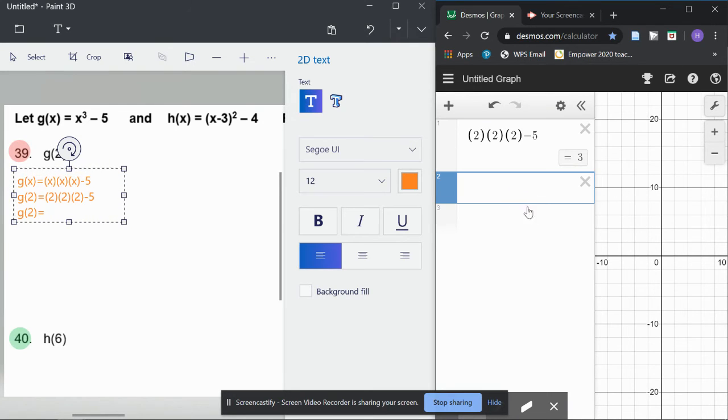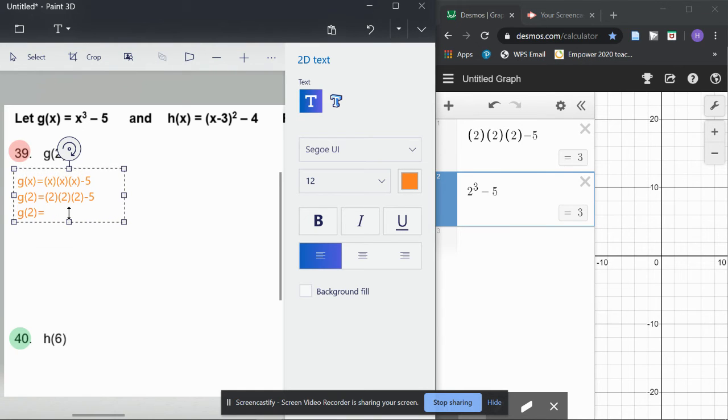One thing I want you to notice is that if I wrote out 2, and then in this calculator, the way we write a cubed is if you do shift and then press 6 on your computer, and write a 3, and then do minus 5, we get the same answer. So 2 cubed, or 2 times 2 times 2, and then take away 5, gives us 3. So that's all it is. We can confidently say that g of 2 is 3.